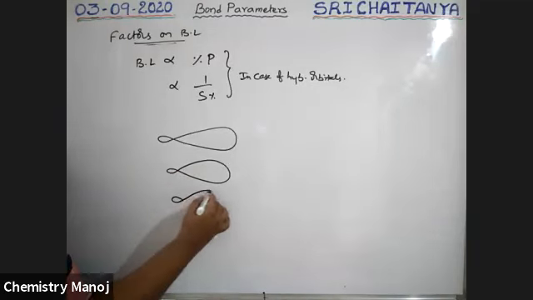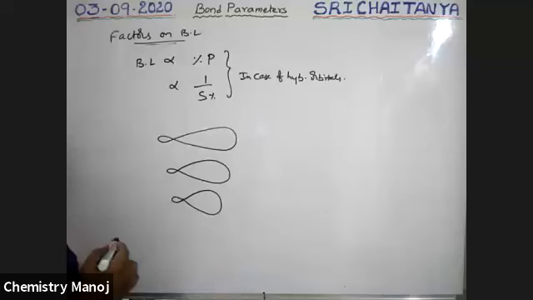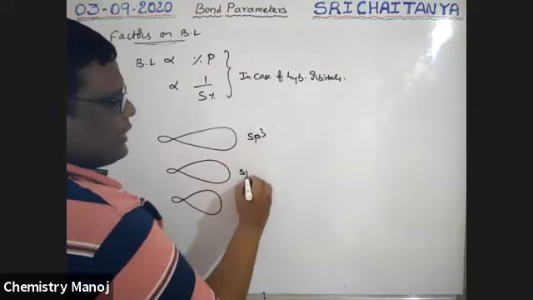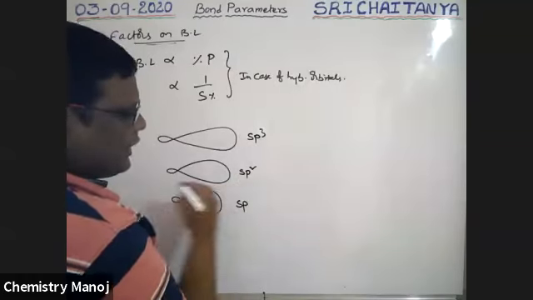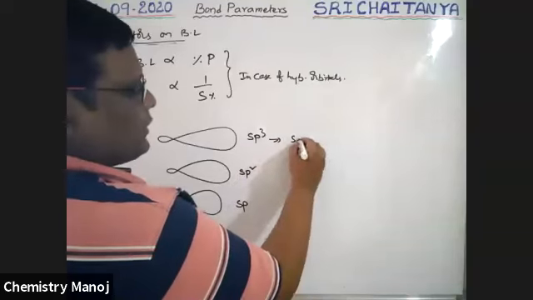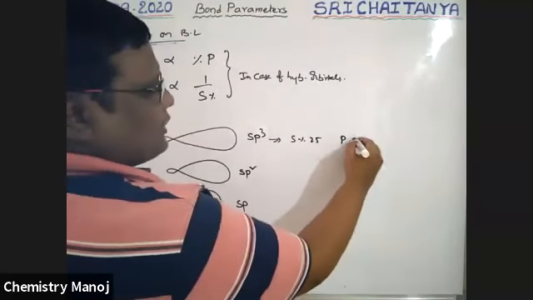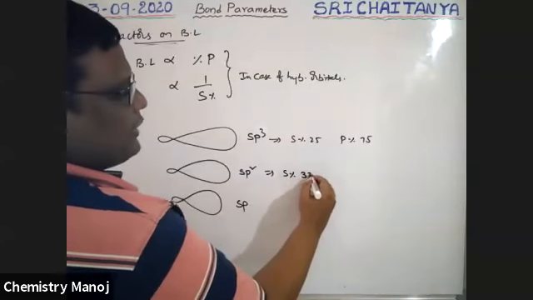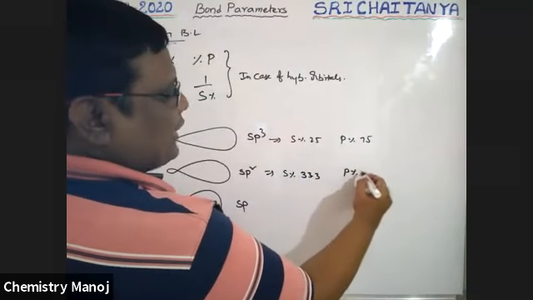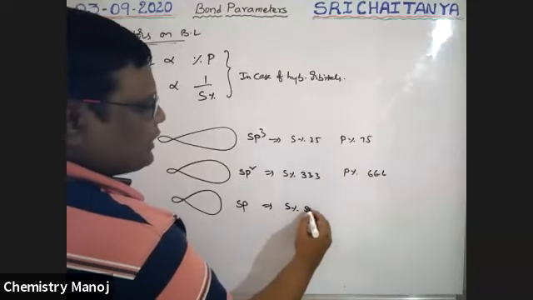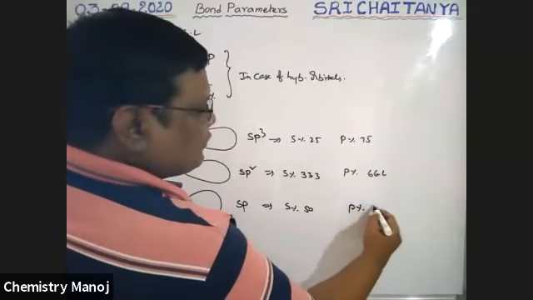See, these are different hybrid orbitals. This is the sp3 hybrid orbital, this is sp2, and this is sp. In sp3, s percentage is 25 and p percentage is 75. Here in sp2, s percentage is 33.3 and p percentage is 66.6. Here in sp, s percentage is 50 and p percentage is 50.